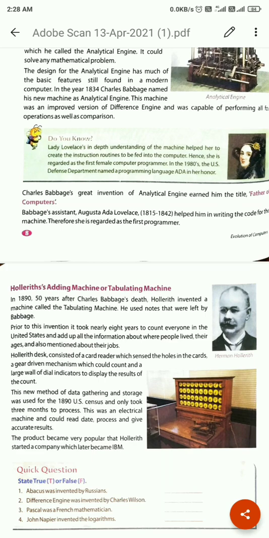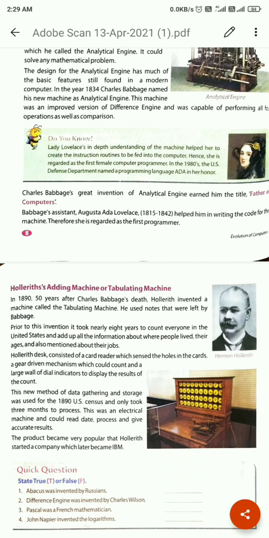Now, Hollerith's adding machine or tabulating machine. In 1890, 50 years after Charles Babbage's death, Hollerith invented a machine called the tabulating machine.